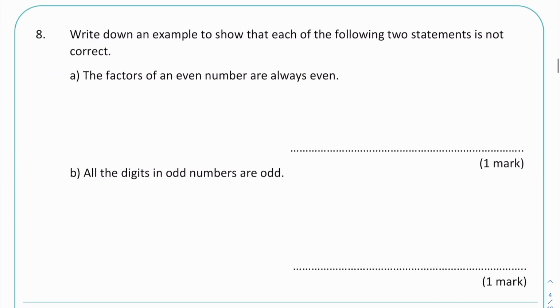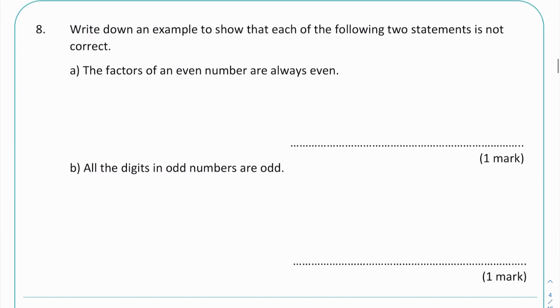Write down an example to show that each of the following 2 statements is not correct. There we go, so they're definitely not correct, we just need to prove that. The factors of an even number are always even. Let's write down an even number. What about 10? 10's got a couple of factors, so let's see if that works. So 10, the factors are 1 times 10 and 2 times 5. Well, it said the factors of an even number are always even, well, no, of course they're not. For starters, 1 goes into every number, and that's not even. And for 10 here, look, 5 goes into 10, and that's not even. So write down an example.